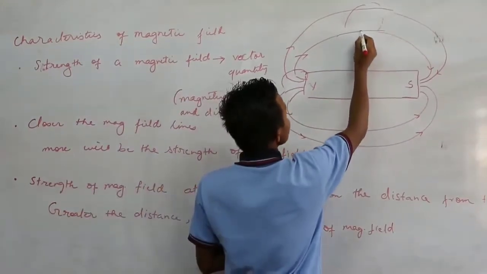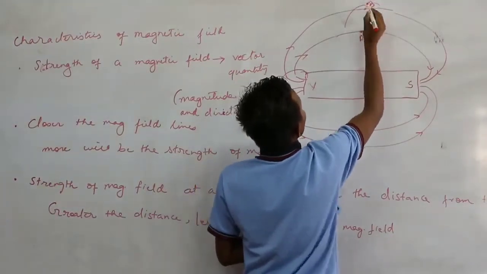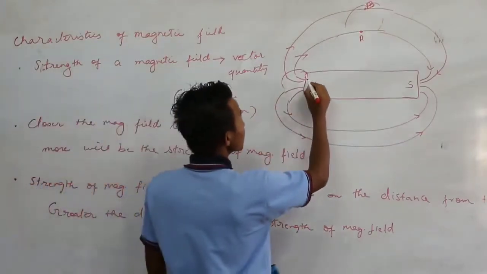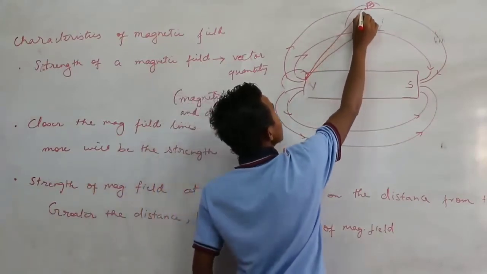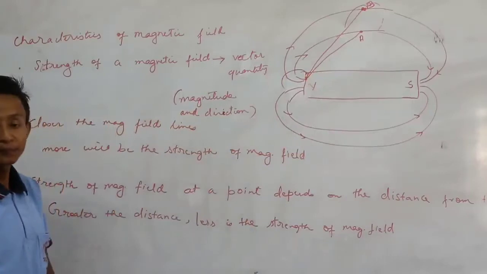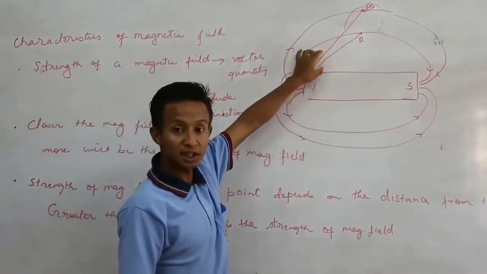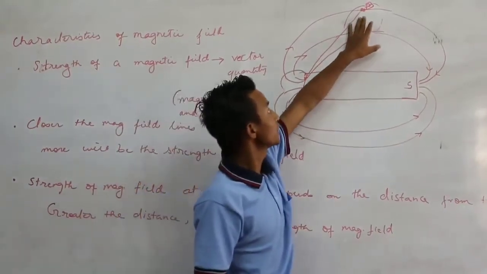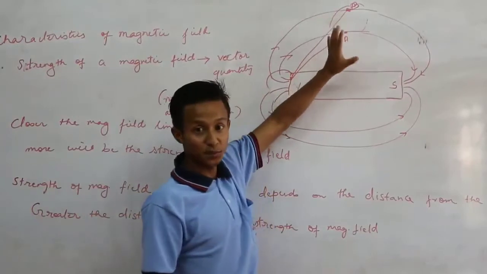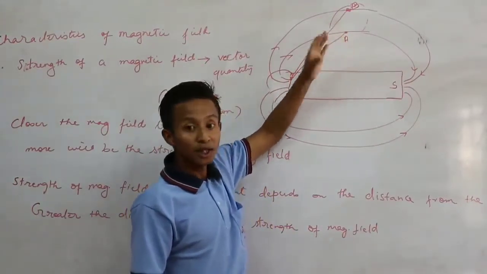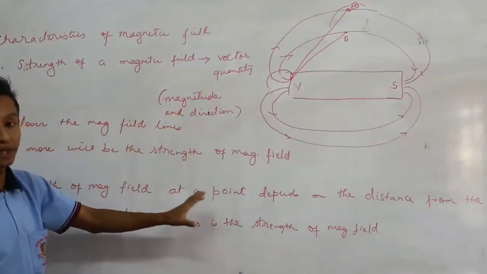Let us consider this point and this point. Let me mark this as point A and this as point B. Let me draw a straight line from the North Pole to point A and another straight line from point B to the North Pole, right? Let me compare these two distances. This line is much longer than this line, so point B has more distance as compared to point A from the North Pole. So point B will experience a lesser force and point A will experience a more force as compared to point B. So, greater the distance, less is the strength of the magnetic field.